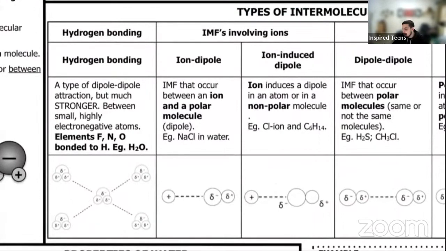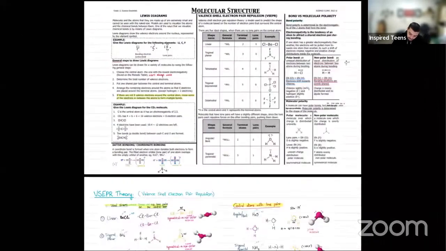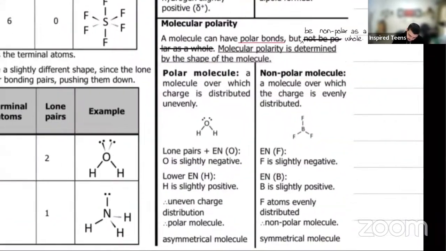Let's look at hydrogen bonding. What is hydrogen bonding and how does it form? Hydrogen bonding is a type of dipole-dipole attraction, but much stronger, between small, highly electronegative atoms. We discussed what a dipole is at some point.